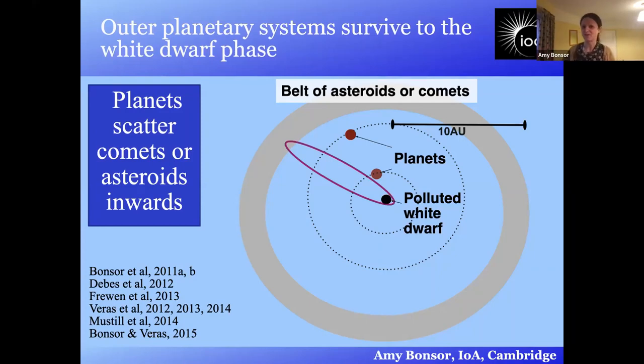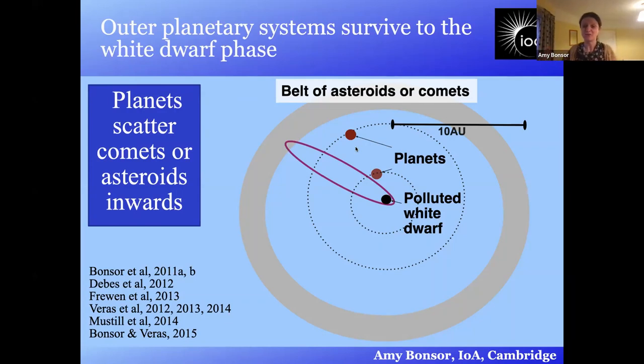And so you end up with this white dwarf that looks rather like this, where you have your white dwarf in the center, potentially some planets orbiting on kind of 10 AU scales, maybe 5 AU being the closest one that could survive, and a belt of asteroids or comets. And exoplanetary systems are incredibly diverse, so this belt of asteroids or comets could be inside here, it could be outside.